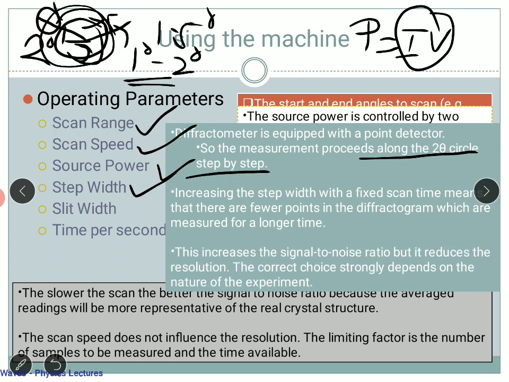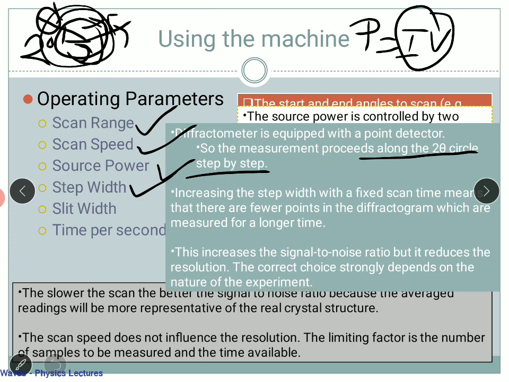Now this increases the signal to noise ratio, which we need, but the point here is it will definitely reduce the resolution. Why? Because by resolution we mean we need to scan very close points. If you are not putting that particular plane at that particular angle, you are not scanning at that particular point. So the signal to noise ratio increases and you get a good signal, but it also reduces the resolution, which you don't want. So what is the correct choice? It will depend on the nature of the experiment, your observation and your requirement.